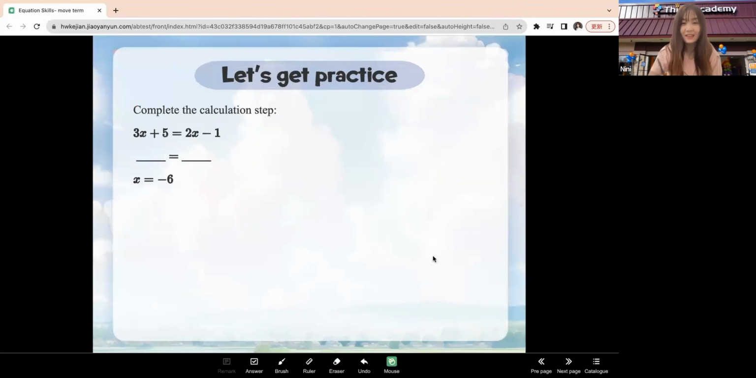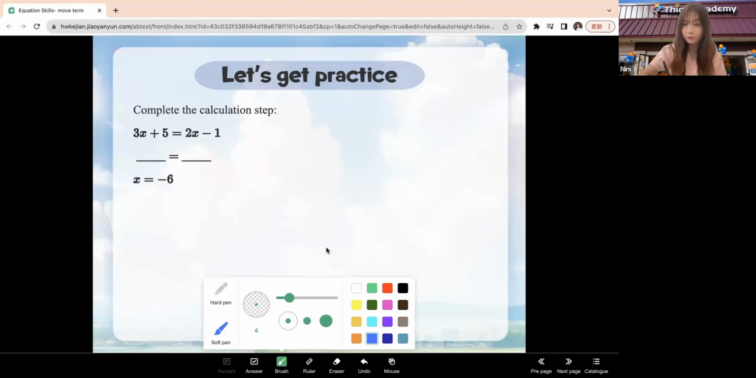All right, so now let's practice together. We want to complete the calculation steps. We have 3x plus 5 is equal to 2x minus 1. Remember, our motivation is to isolate the variables on one side of the equation and the other terms on the right side. So let's observe here. Is there any term you want to move?